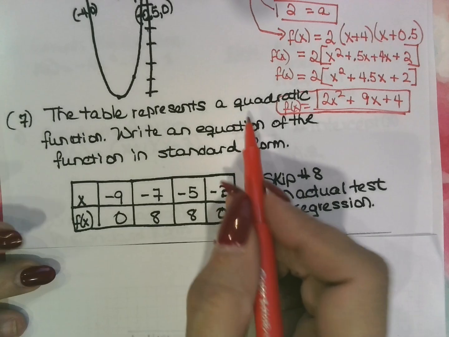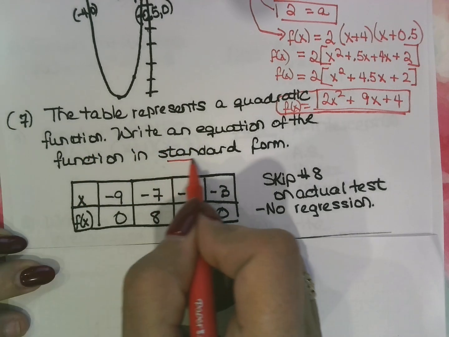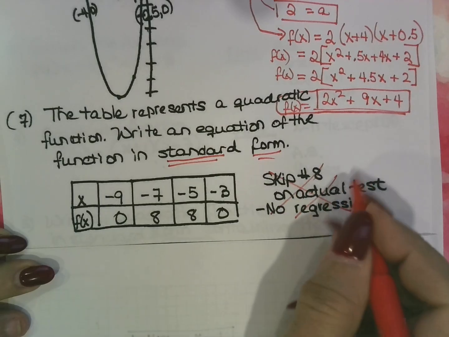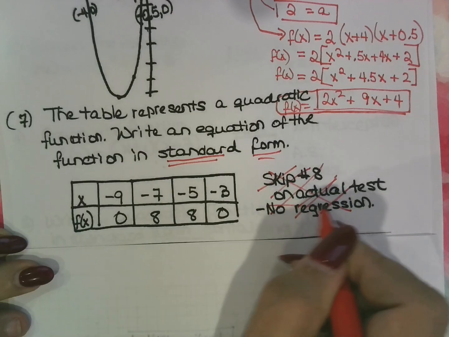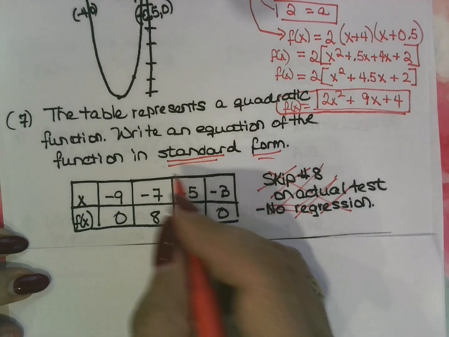And here, this table represents a quadratic function. Write the equation of the function again in standard form. Just ignore this. On the original test, there was a number 8. So when you get number 8, I'm just going to ask you to cross it out. We're not doing any of that.